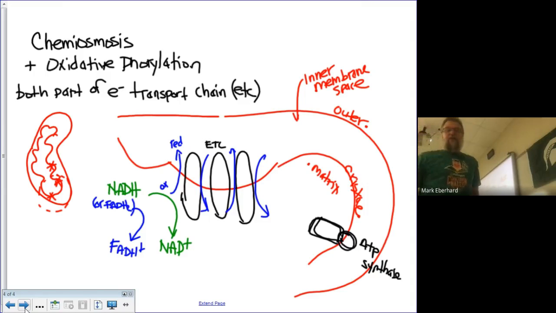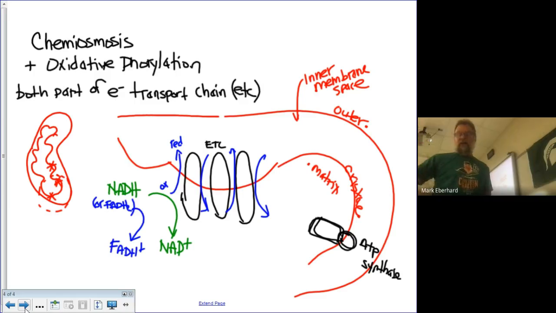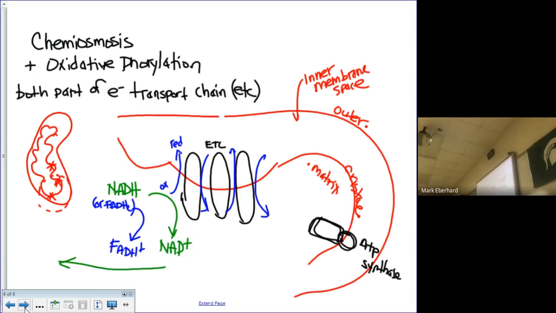And these carrier molecules, the FAD+ and the NAD+, they've done their job now. They've dropped the electrons and hydrogen off that were originally part of the glucose, and they're now free to go back and repeat the same job. They're going to be recycled and reused.